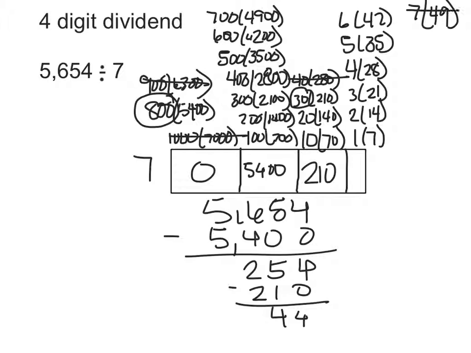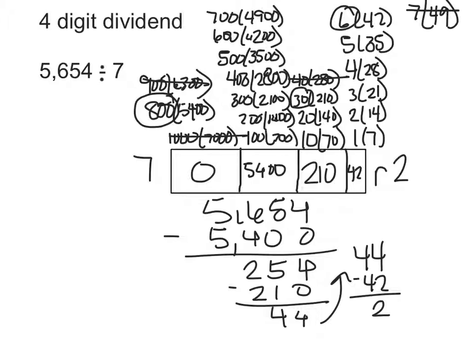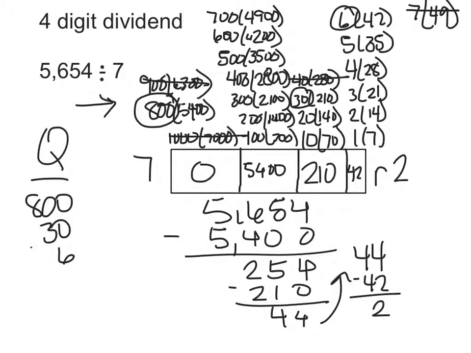Oop, 49 is too much. I'm going to come back to my 6. 42 would go in my box. And then I would subtract 44 minus 42, and I have 2 left over, so that's my remainder. From my quotient, I add my partial quotients. So I have 800, 30, and 6. That gives me 836. To check myself, I'm going to add my middle numbers.